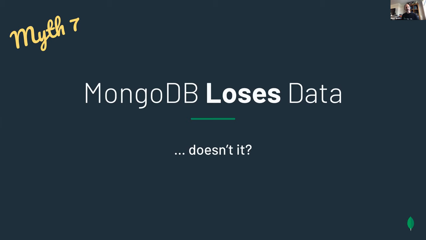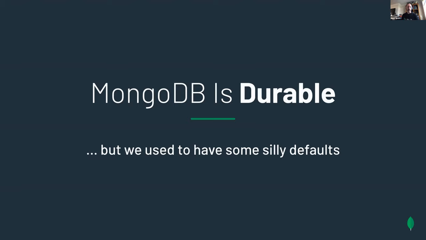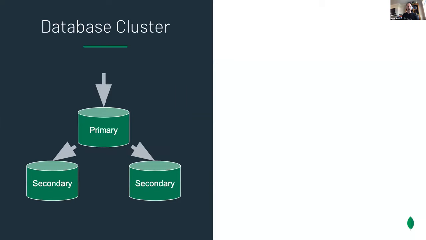Myth number seven is that MongoDB loses data. Everybody's heard this. And again, it comes back down to bad defaults. So originally MongoDB used to have a write concern of zero, which meant that if you were storing to a cluster and you sent it some data, it would just say, yes, I received that data. Didn't mean that it was stored anywhere. It didn't mean it had been replicated to any of the secondaries.